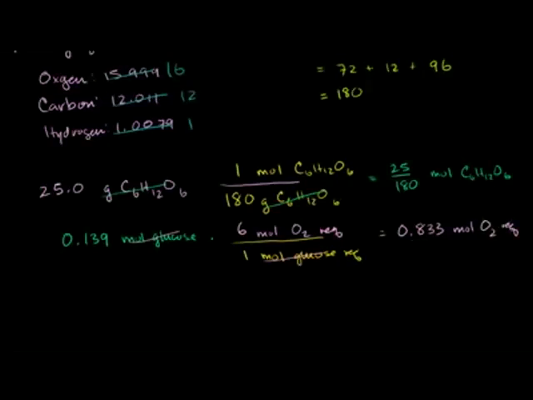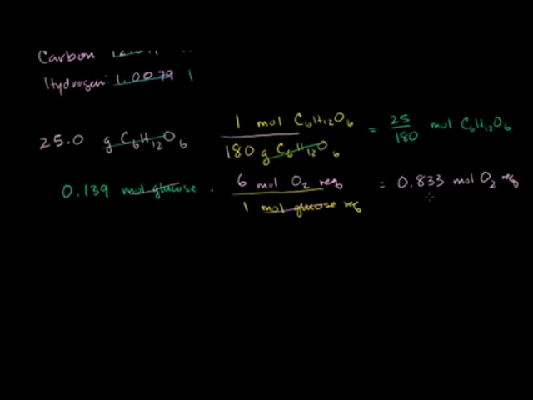Now, we're almost there. We know how many moles of oxygen are required, molecular oxygen. Now we just have to figure out how many grams that is. So let me write it over here. We have 0.833 moles of molecular oxygen required. We're going to multiply that. Remember, we want to get this into grams now. So let's write the moles of O2 in the denominator, and we're going to put grams of O2 in the numerator.